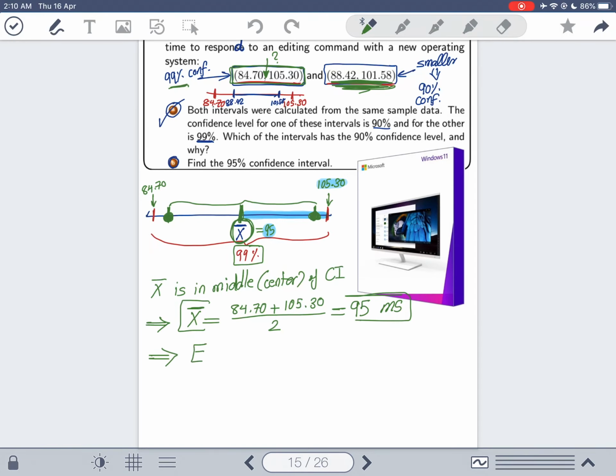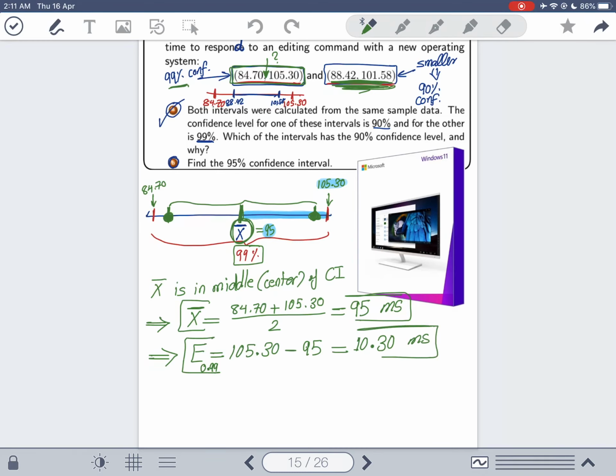So the margin of error E is 105.30. By the way, this is the margin of error for 99% confidence, because the margin of error gets bigger when your confidence level is bigger. Okay? And so it is this minus X bar, which is 95. You know that 105 minus 95 is 10, and we have 0.3, so it will be 10.30 milliseconds. Good. So this is our margin of error.